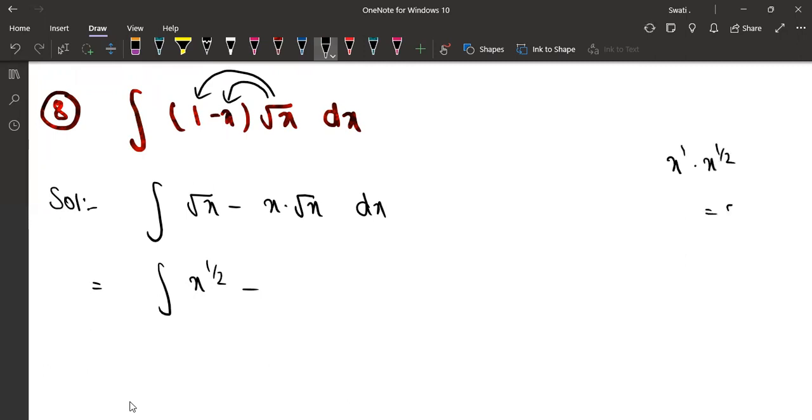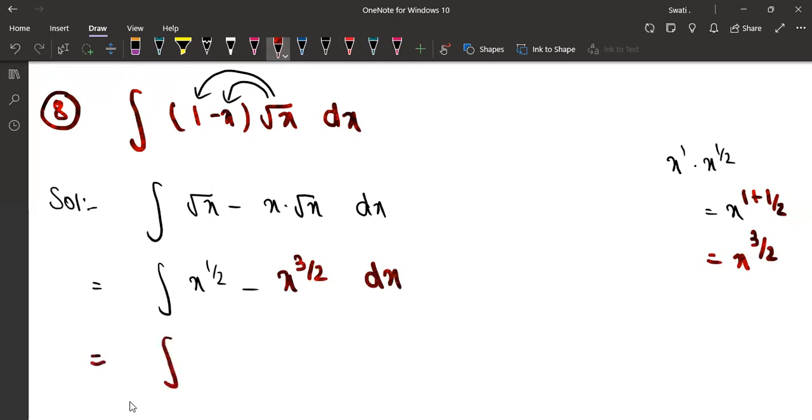Now, using the property of exponents, if we have the same base and they're getting multiplied, the powers get added. So it will simply become 1 plus 1 by 2, that is, of course, x raised to 3 by 2 after taking the LCM. So this will become x raised to 3 by 2 and then dx. Now we can distribute the integration. So it will become integration x raised to half dx minus integration x raised to 3 by 2 dx, right?